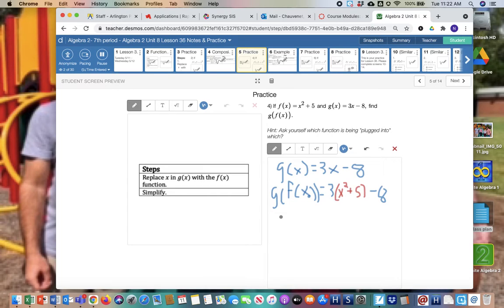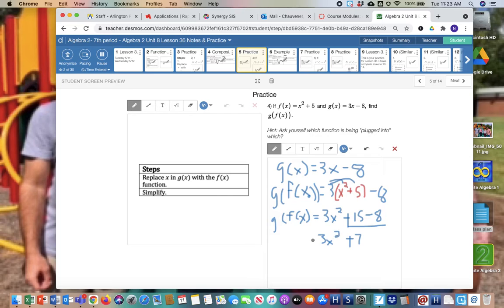If we get to this point, then it's either just a pre-algebra, algebra 1, or maybe an algebra 2 question that we've already done. In this case, what do we do? We're going to distribute. 3 times x squared is 3x squared. 3 times 5 is 15. Bring down the negative 8. What are my like terms? 15 minus 8 is going to give me 7. I bring down the 3x squared.